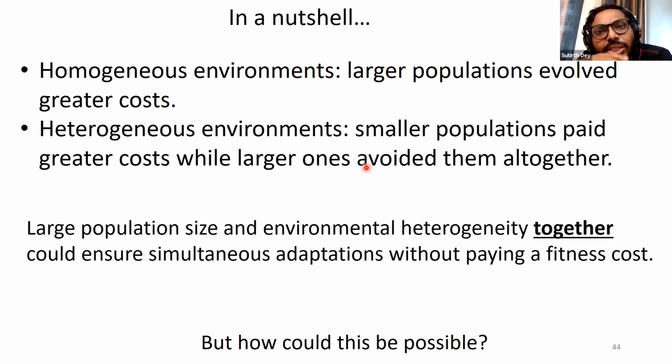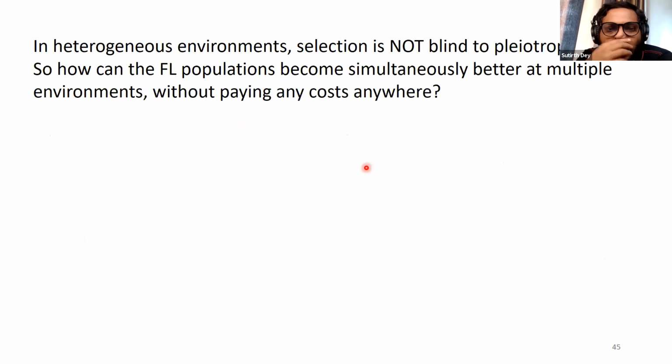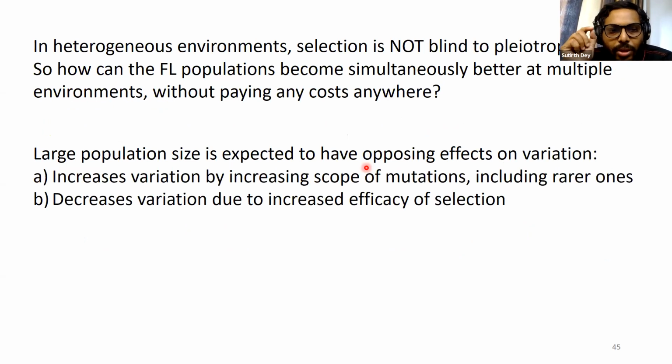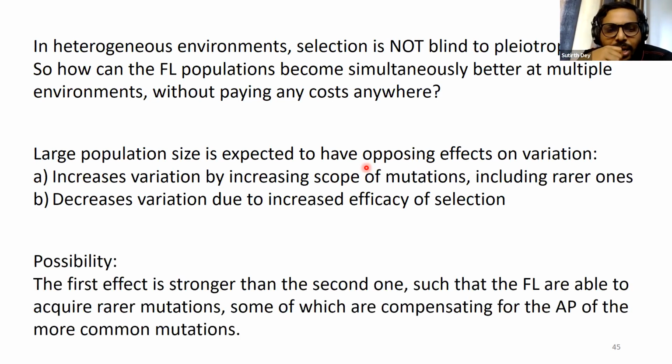But then, the obvious question is, how on earth is this possible? Because as I argued, when you have a heterogeneous environment, selection is not blind to the pleiotropic effect. So if it is not blind, then how can FL populations become simultaneously better at multiple environments without paying any costs anywhere? The way we explained it was that in large populations, as I said, there are two opposing forces. One force is that due to larger size, more mutation, more variation. And the other force is that due to higher selection, less variation.